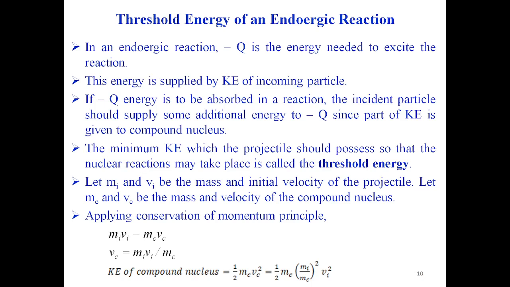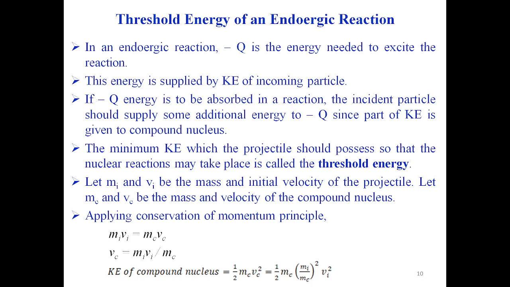If minus Q energy is to be absorbed in the reaction, then the incident particle should supply some additional energy to minus Q, since part of the kinetic energy is given to the compound nucleus. Here the compound nucleus is the unstable nucleus formed by the collision of a projectile with a target nucleus. The minimum kinetic energy which the projectile should possess so that the nuclear reaction may take place is called the threshold energy, as we already discussed.